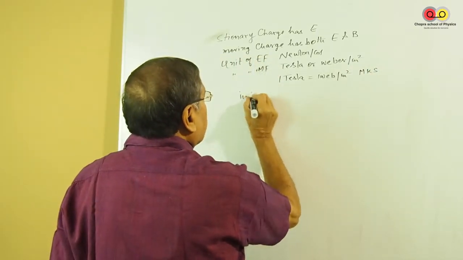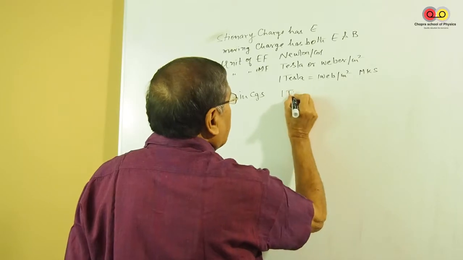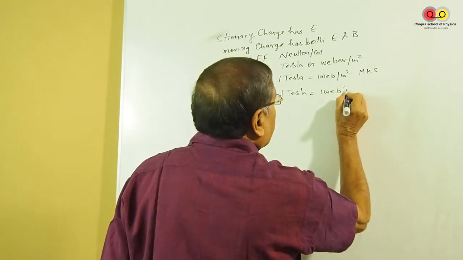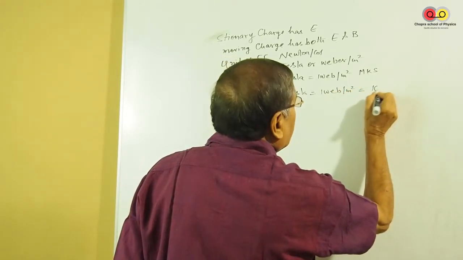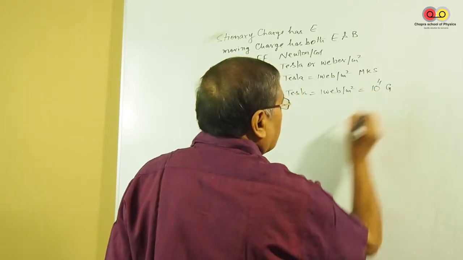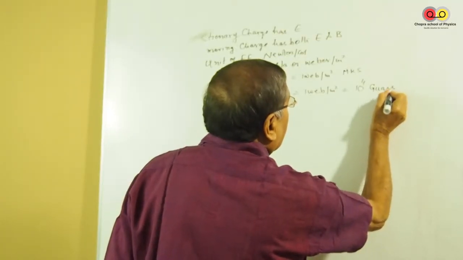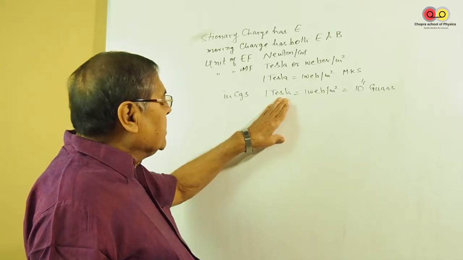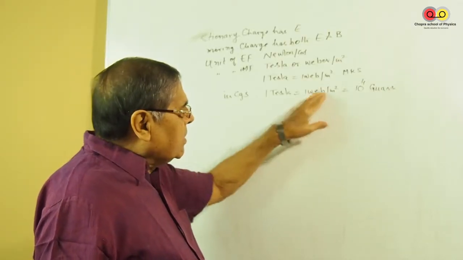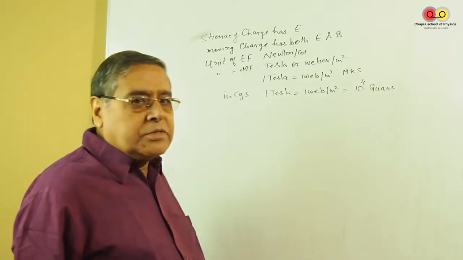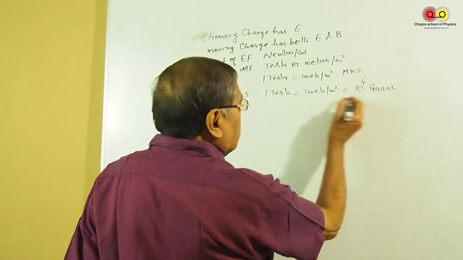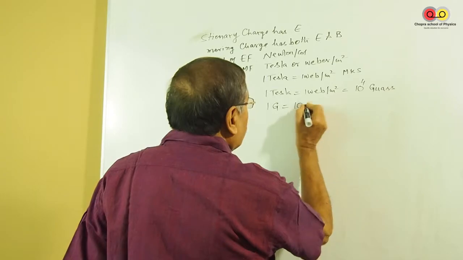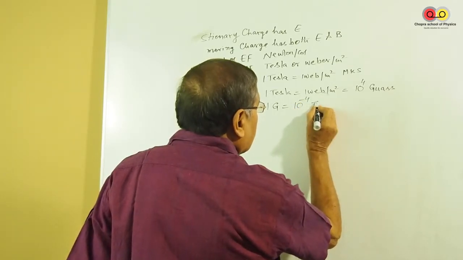In CGS, 1 Tesla equals 1 Weber per meter square, equal to 10 to the power 4 Gauss. The units are named after their discoverers, like Nikola Tesla, Weber, and the third was Gauss, William Gauss. So 1 Tesla is 10 to the power 4 Gauss, and 1 Gauss is 10 to the power minus 4 Tesla.